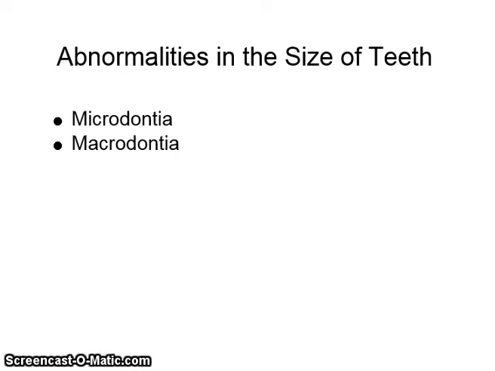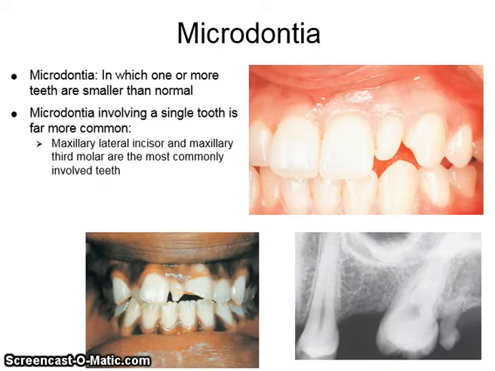Abnormalities in the size of teeth include microdontia or macrodontia. Microdontia is where one or more of the teeth are smaller than normal. Microdontia involving a single tooth is far more common. The maxillary lateral incisors and maxillary third molars are the most commonly involved teeth.